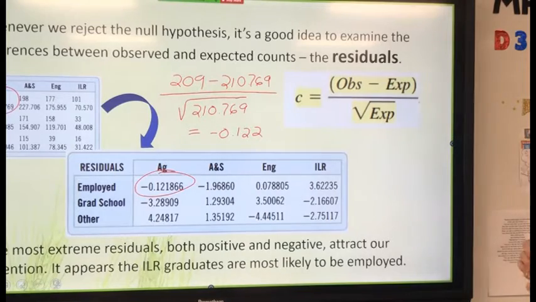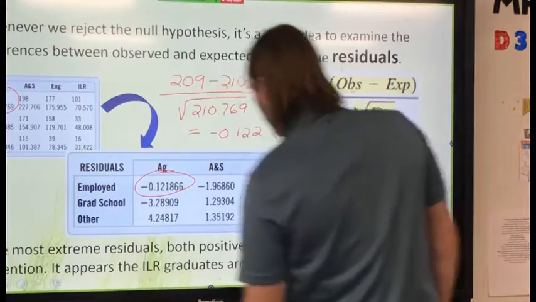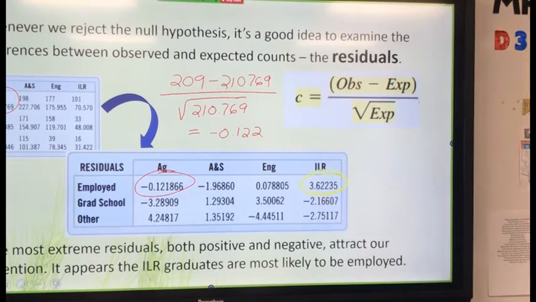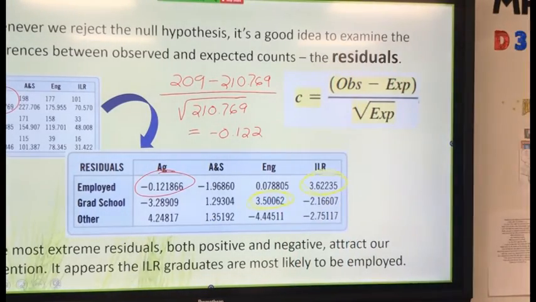So what does that mean? The most extreme residuals, both positive and negative, attract our attention. It appears that ILR graduates are most likely to be employed. Meaning, who is most likely to be employed? Right here, right? That's the biggest number. Who's most likely to go to grad school? Which major is most likely to go to grad school? English, right? Largest number. Which is least likely to go to grad school? That's good. Agricultural.